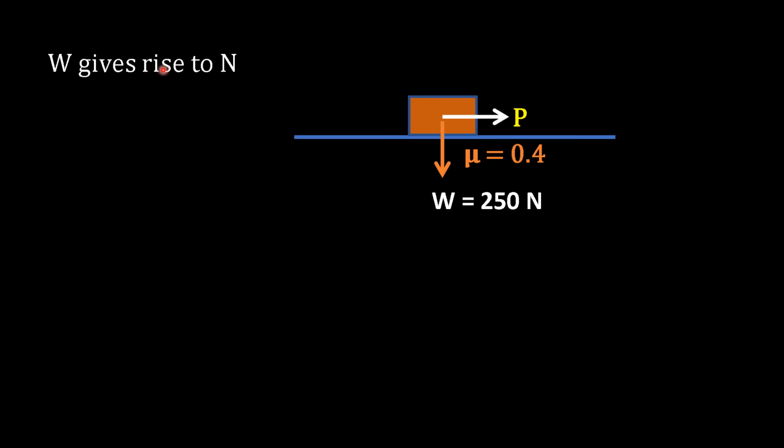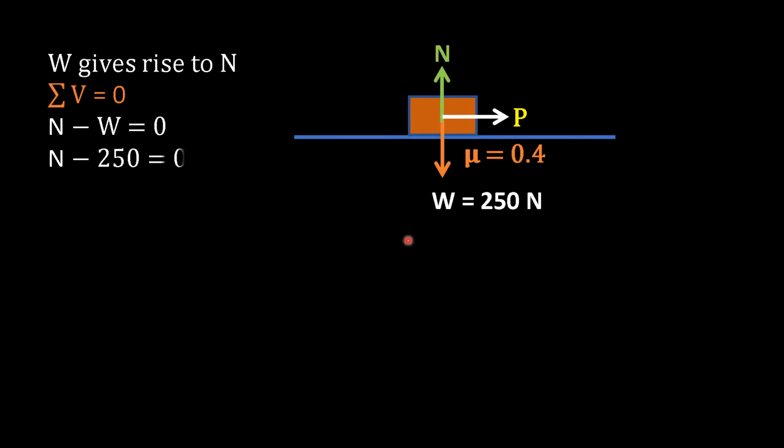Weight W gives rise to normal reaction N. In equilibrium, summation of vertical forces is 0. So we have N minus W equals 0. N is positive because it is acting upwards. W is negative because it is acting downwards. N minus 250 is 0 because W is 250. That gives us N equals 250. That is, the normal reaction here is 250 Newton.